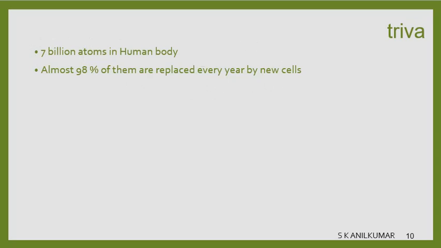Our body has mass and occupies space, so it is made up of matter. Matter has elements, compounds and mixtures. So you will have atoms and molecules in your body. 98% of the atoms are replaced every year, right?